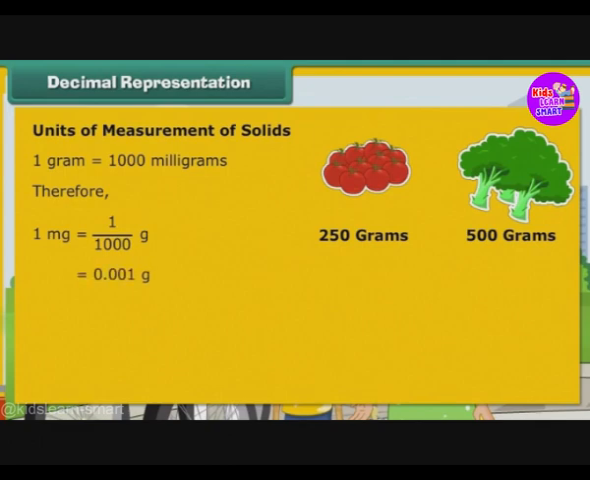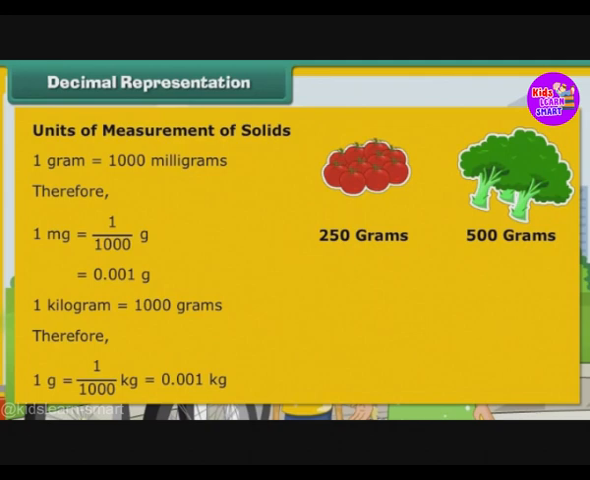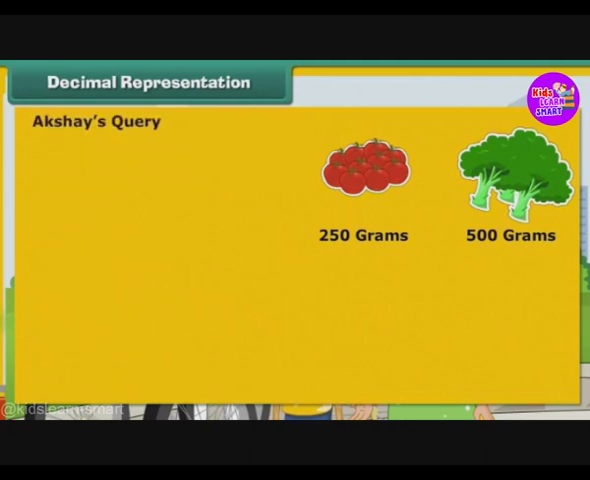0.001 gram. 1 kilogram is equal to 1000 grams. Therefore, 1 gram is equal to 1 by 1000 kg. That is equal to 0.001 kg. Let us now express the vegetables Akshay's mother purchased as kilograms. 250 gram is equal to 250 by 1000 kg. That is equal to 25 by 100 kg. That is equal to 0.25 or 1 by 4 kg.